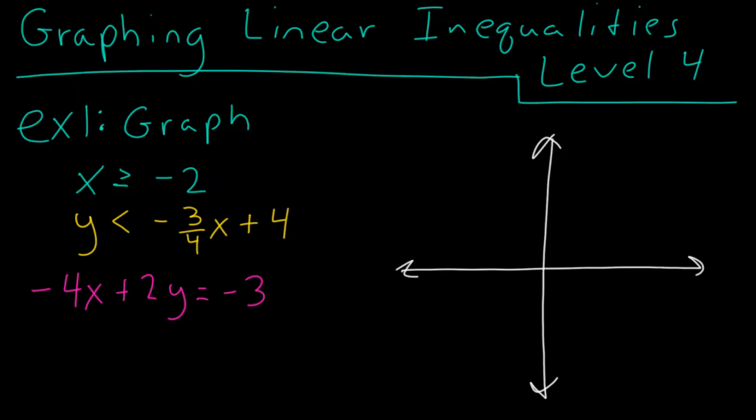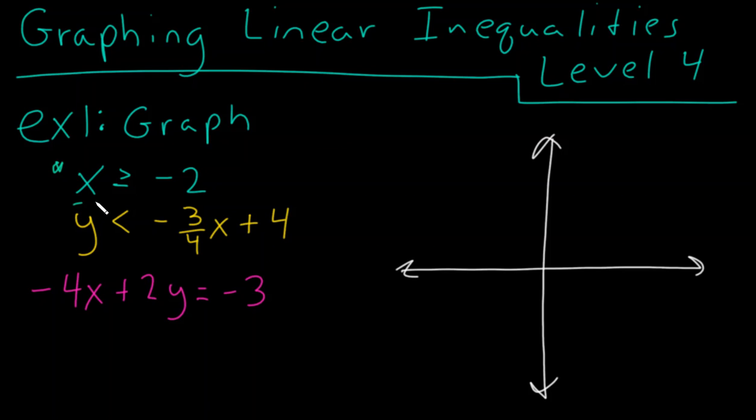All right, and welcome to Graphing Linear Inequalities, Level 4. Now for example number 1, it wants us to graph this system of linear inequalities. We know it's a system because there are 3 linear inequalities. And the first one that we'll graph is x is greater than or equal to negative 2.